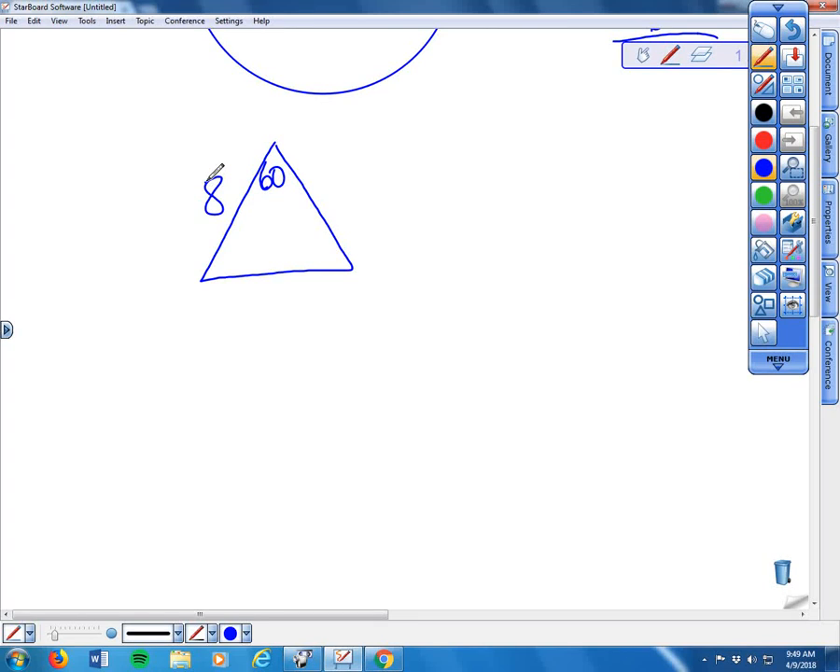1/2 base times height. Okay. Well, I can figure out the height because this becomes a 30, 60, 90. And the opposite of the 90, so that means that this piece is what? This is 60. Opposite of the 30 is what related to the hypotenuse? Square root. No. X. Okay, so what is the value? 8. No. It's half the hypotenuse.